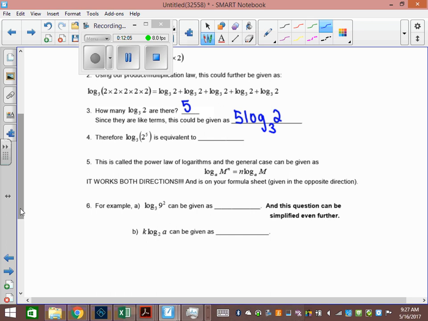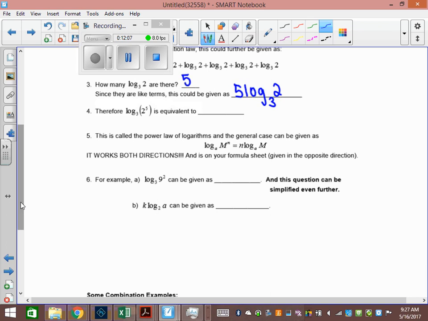All right. So this log base 3 of 9 squared can be written as 2 log base 3 of 9. And then that can be simplified. This 2 is being multiplied by the log base 3 of 9, right? So that would be 2 times, what's log base 3 of 9 equal to? 2. So it's actually equal to 4.